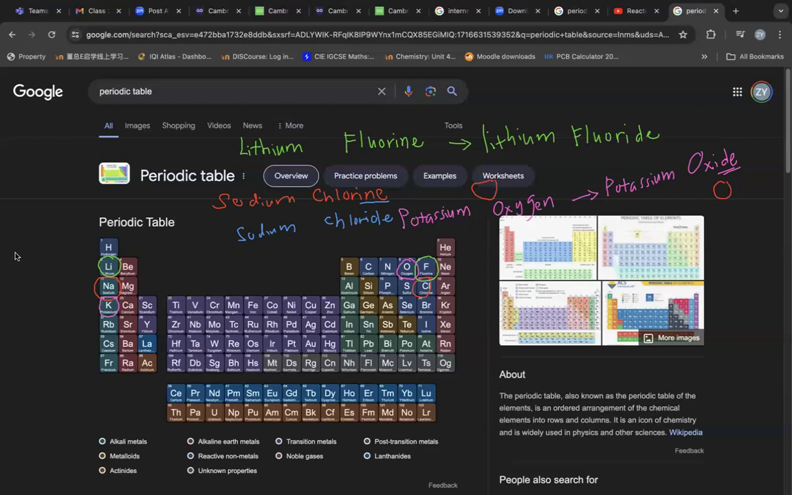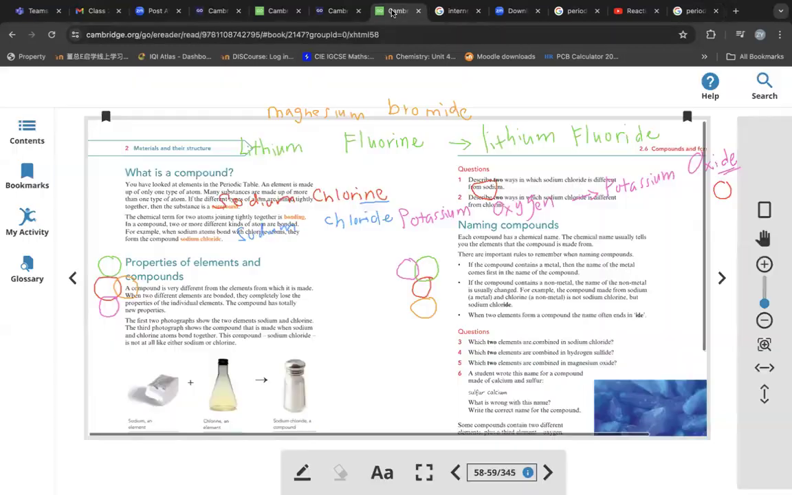Okay? Give one more by yourself. If magnesium plus bromine, it will become? Magnesium bromide. Yes, very good. Magnesium bromide. Okay, so far okay? All right, so we move on. We move back to this one.